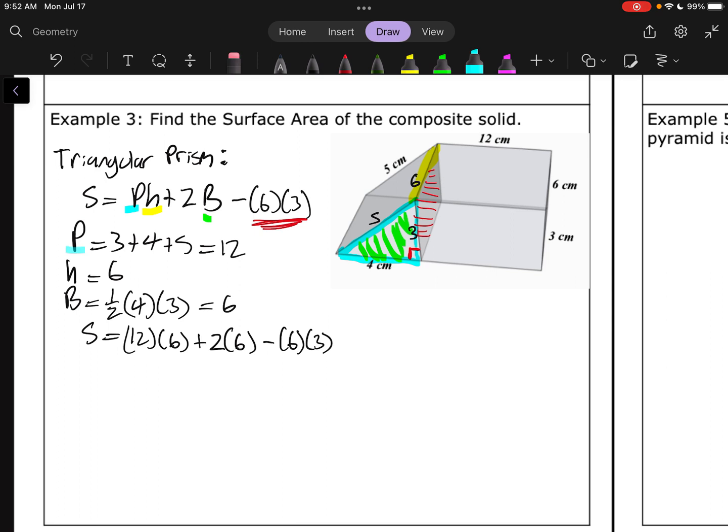Okay, just one more time here. That's 12, that's the 6, plus 2 times the area of the base, minus the part of the prism that's being covered up. So let me plug that all in and we'll see what we get here. 12 times 6 plus 2 times 6 minus 6 times 3. I'm getting 66. Now let's do the rectangular prism.